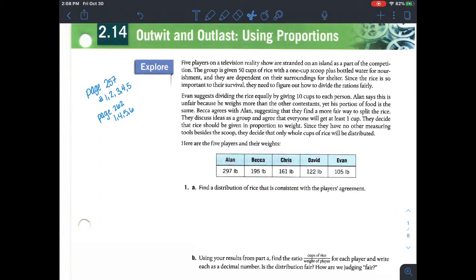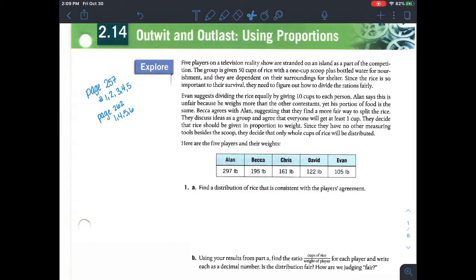Five players on a television reality show are stranded on an island as a part of the competition. The group is given 50 cups of rice with a 1 cup scoop plus bottled water for nourishment. And they are dependent on their surroundings for shelter.